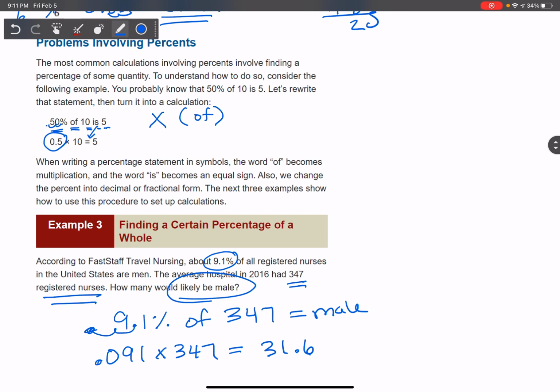Well, we're talking about humans. We're talking about male nurses, so we don't want the 0.6. We can round that to about 32 male nurses.